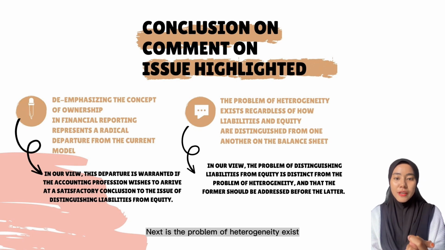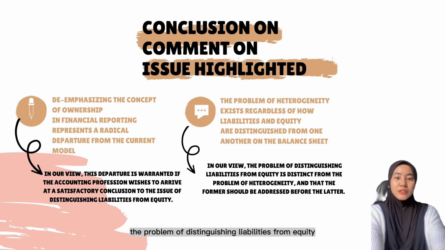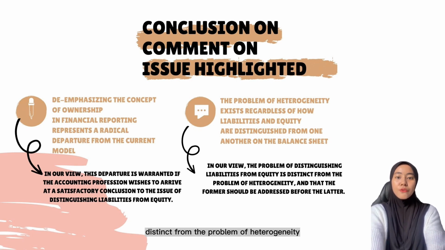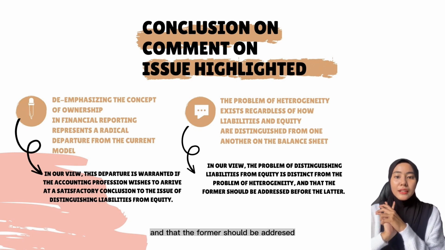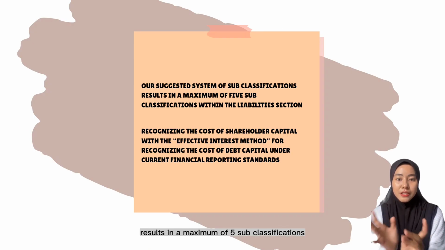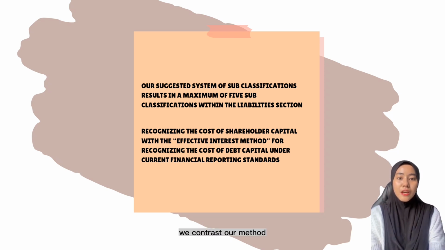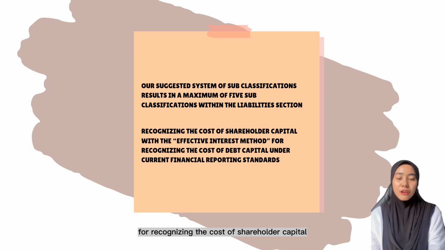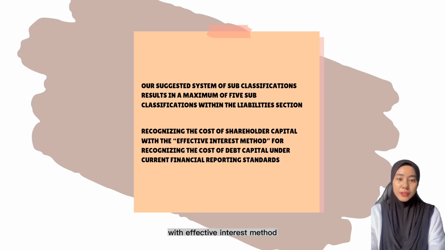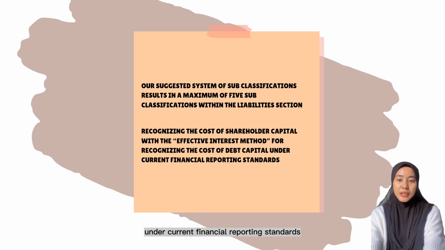Next, the problem of heterogeneity exists regardless of how liabilities and equity are distinguished from one another on the balance sheet. In our view, the problem of distinguishing liabilities from equity is distinct from the problem of heterogeneity, and the former should be addressed before the latter. Our suggested system of subclassification results in a maximum of five subclassifications within the liability section. We contrast our method for recognizing the cost of shareholder capital with the effective interest method for recognizing the cost of debt capital under current financial reporting standards.